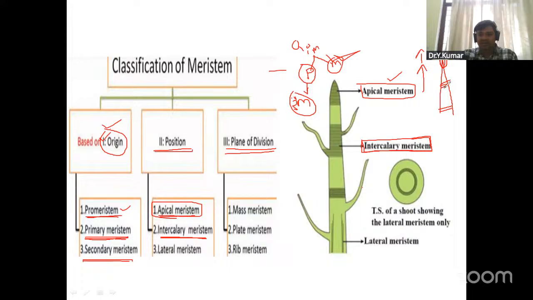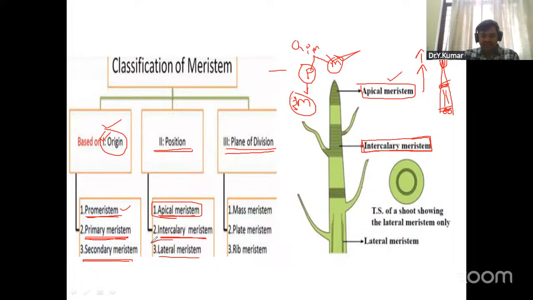And this is the node region. If meristematic tissue is present at the node region, it is also involved in growth. If it is present at the node region, that is called intercalary meristem. Last one, lateral meristem. Lateral means side. This is the lateral side, the partial side. So this is called lateral meristem.